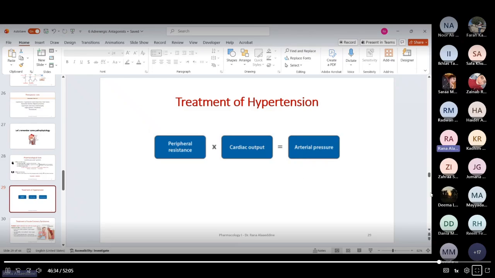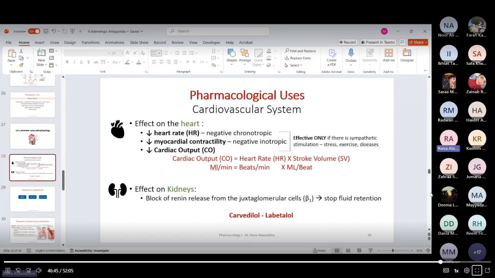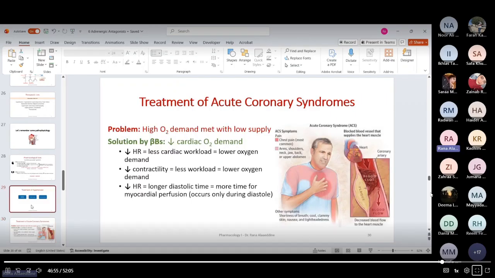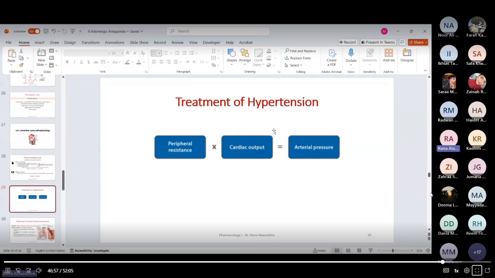Okay, so those are the equations that tell us about the blood pressure. So when we agreed here that the cardiac output decreases, we know that the blood pressure also decreases. All right? So this is why beta blockers might be good for hypertension, but we have so many better drugs. So this is not our favorite drug for hypertension. Okay?